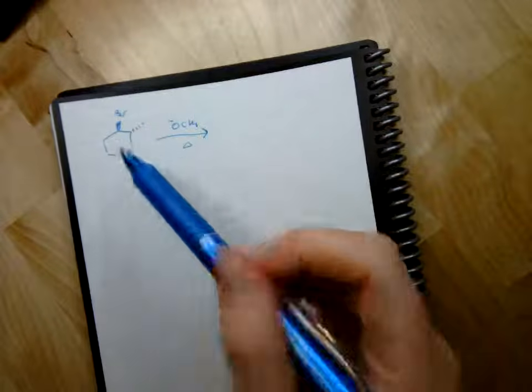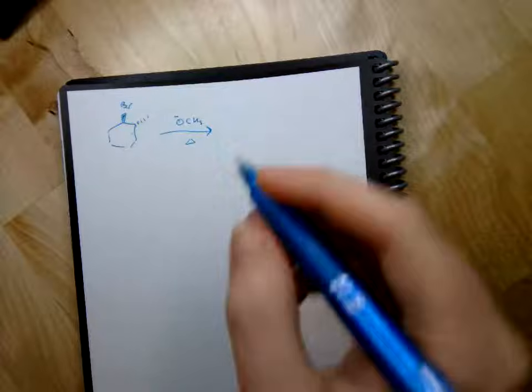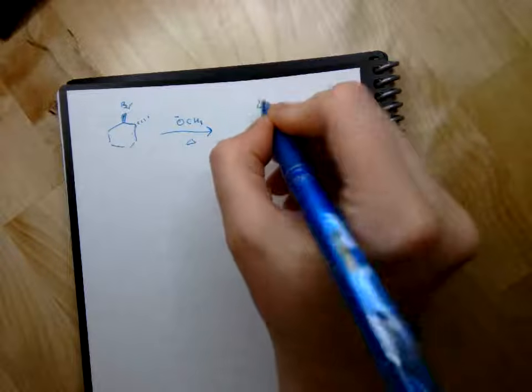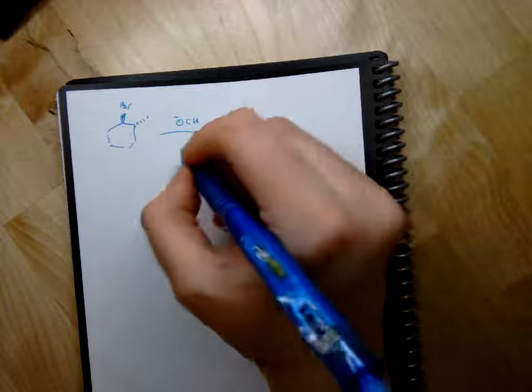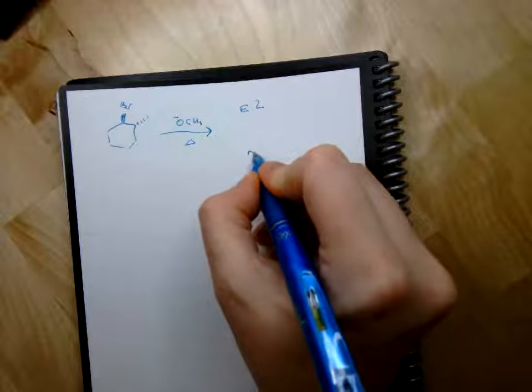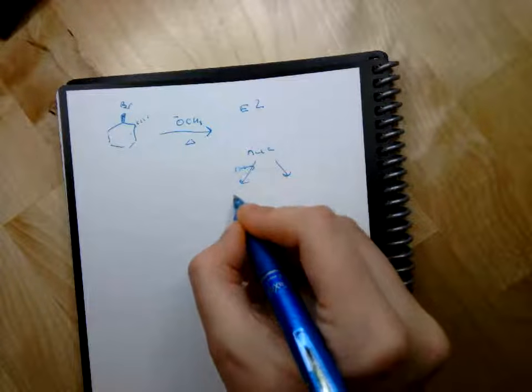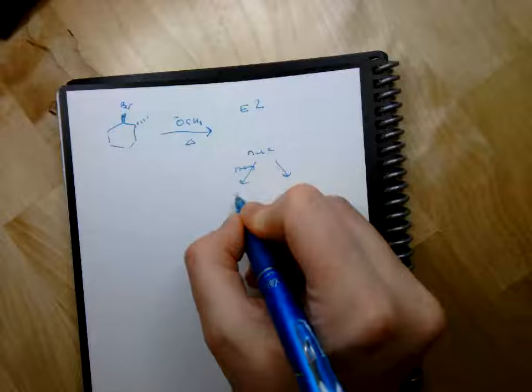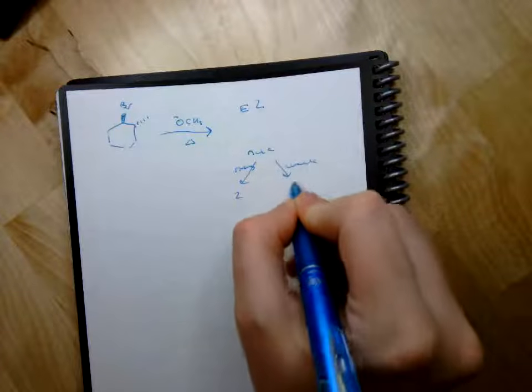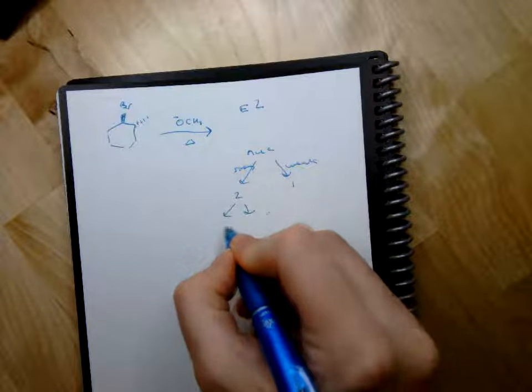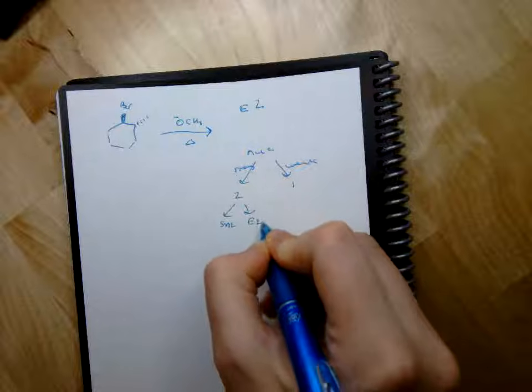So I see a good leaving group. I see a strong nucleophile. So with those two, I'm going to assume the strong nucleophile favors 2, either SN2 or E2. And then because it's heat, I think it's going to be E2. So again, I go on that tree where I'm like, if it's strong, it goes for 2. If it's weak or neutral, it goes for 1. And then I break it down even further between SN2, E2.